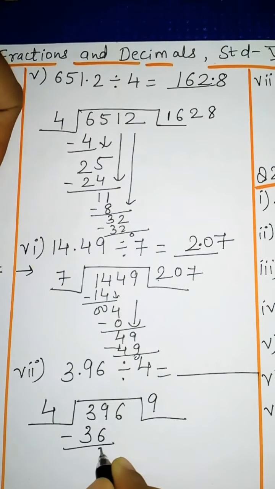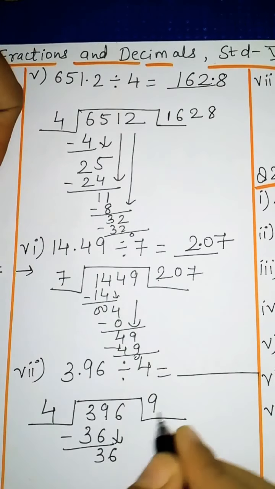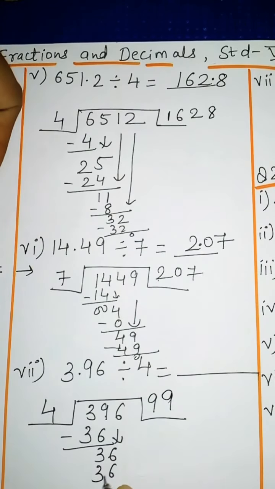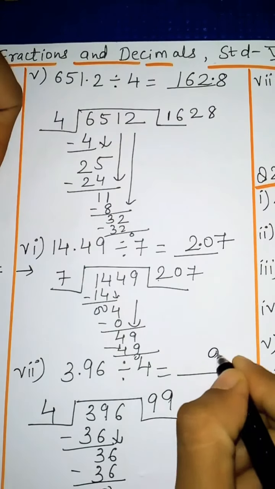9 minus 6 is 3 and 3 minus 3 is 0. So this 6 we will bring down. Again 4 9s is 36. So 36 minus 36 is 0. So 99 we will keep here.